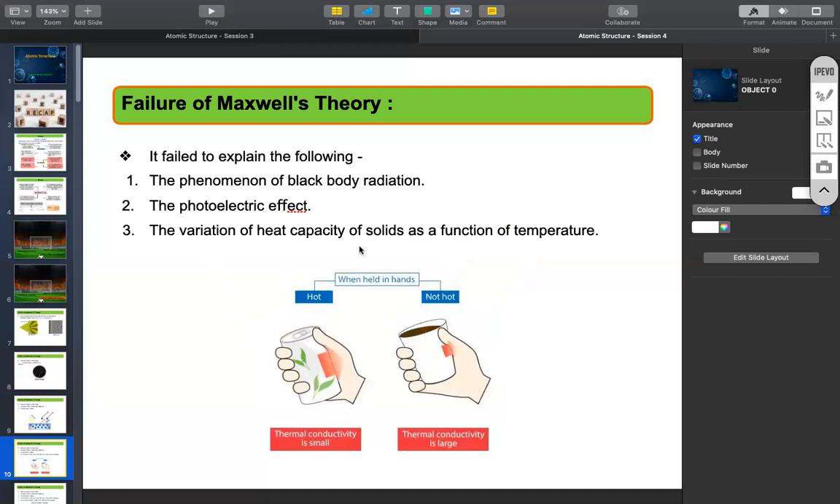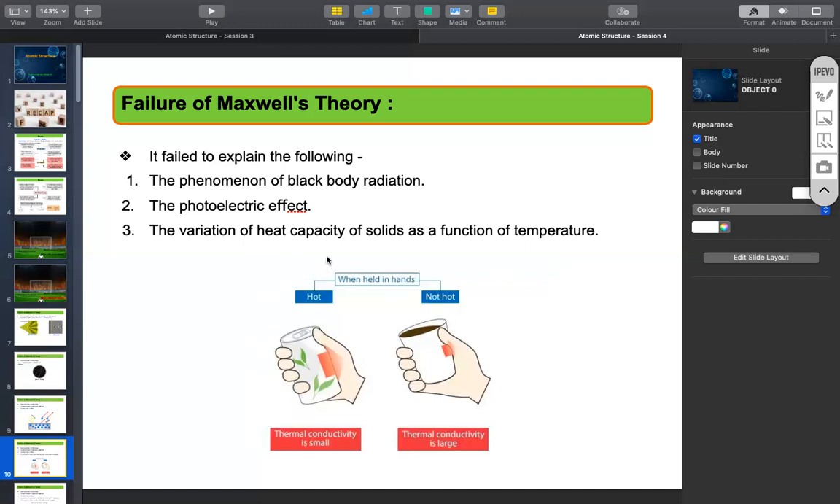What other than this? The variation of heat capacity of solids as a function of temperature. We will discuss heat capacity in thermodynamics in detail, but heat capacities are like molar heat capacity or specific heat capacity. It is how much heat is given to increase the temperature of 1 mole of substance by 1 degree Celsius. How much heat is required, that is its heat capacity.